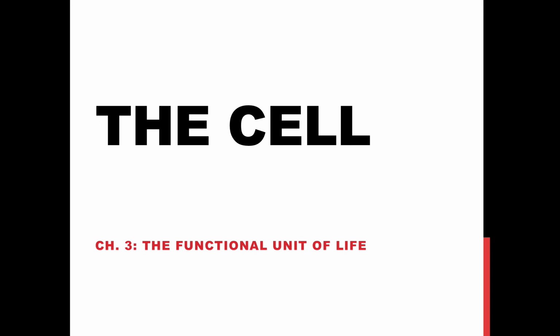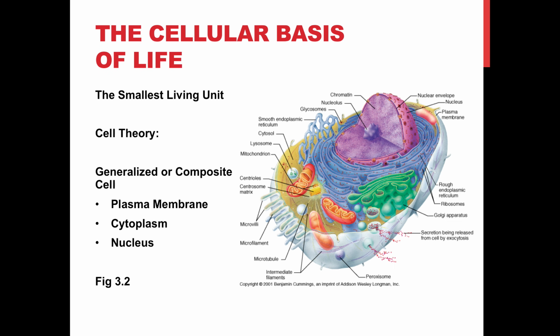Our first chapter is Chapter 3, the cell. Cells are the living units. They're the smallest living units. We can't break the body down into smaller pieces that are functional and living. This ties in a bit to cell theory.